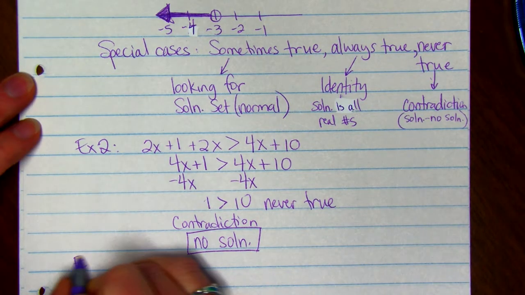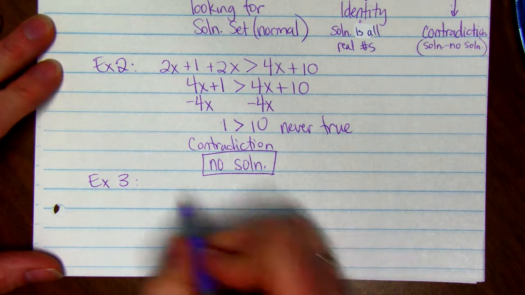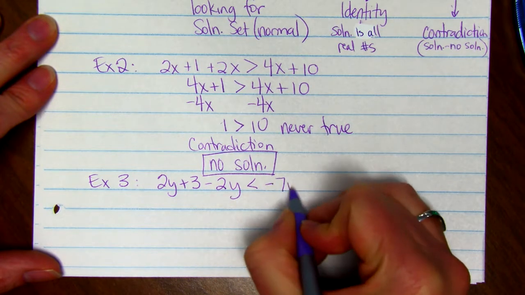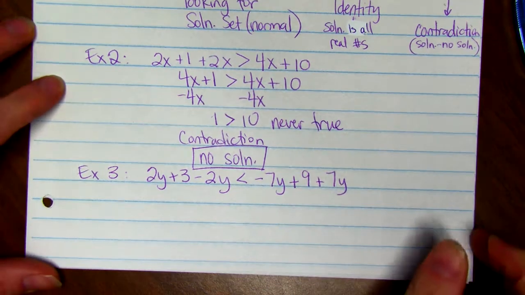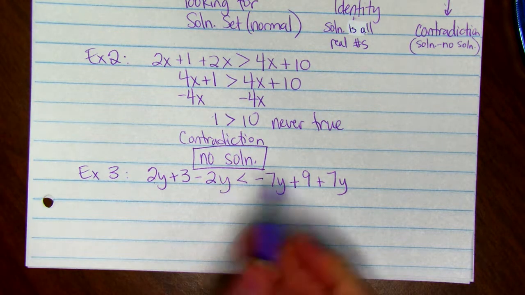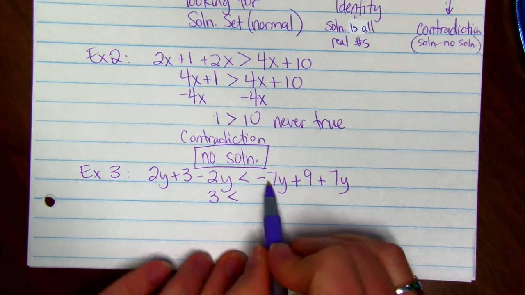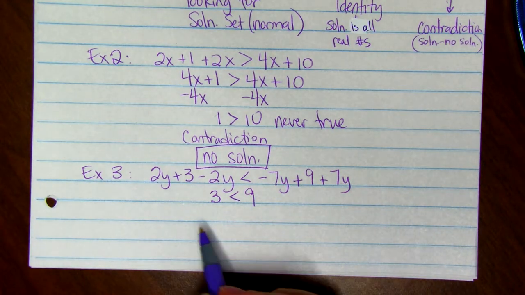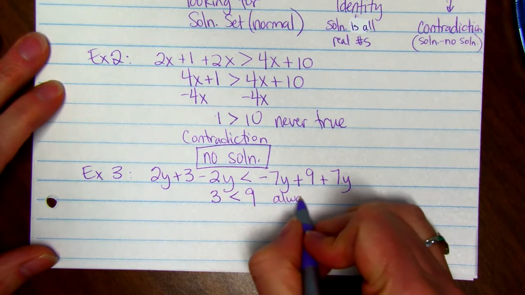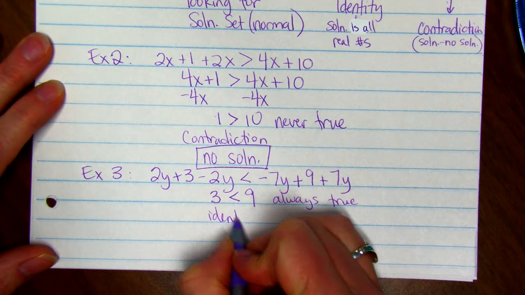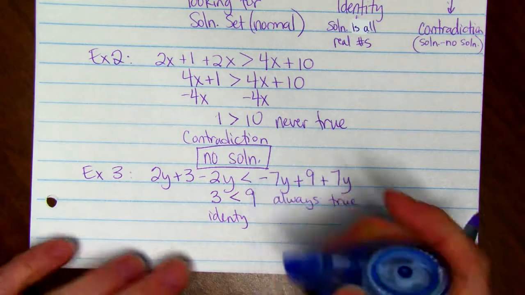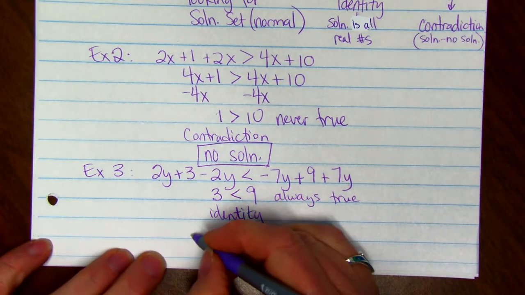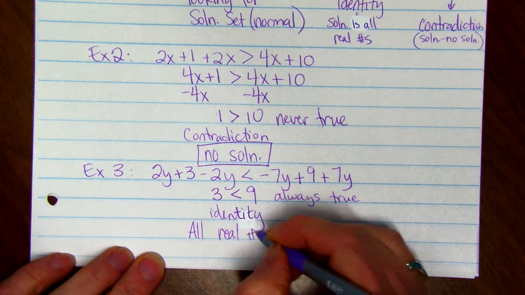Okay, here's another example. If we have 2y plus 3 minus 2y is less than negative 7y plus 9 plus 7y. So if we combine like terms, 2y minus 2y is just 0y, so we have 3 is less than negative 7y plus 7y, which is 0y, plus 9 is 9. So 3 is less than 9. This is always true. We call this an identity. So the solution is all real numbers. That's what our solution is.